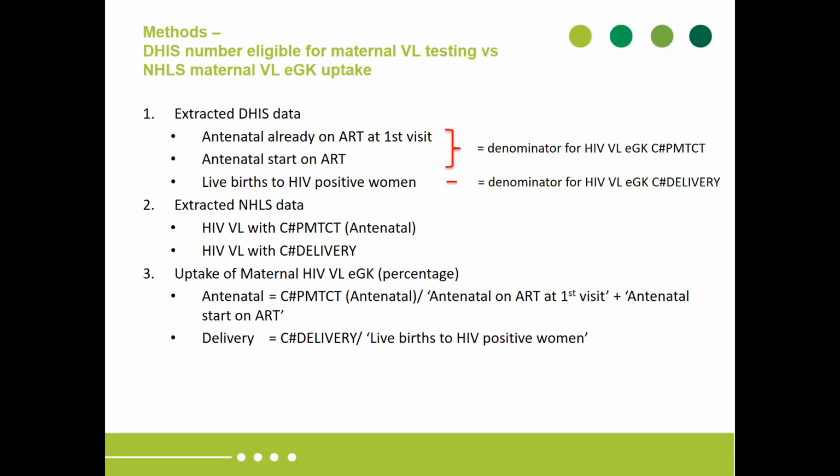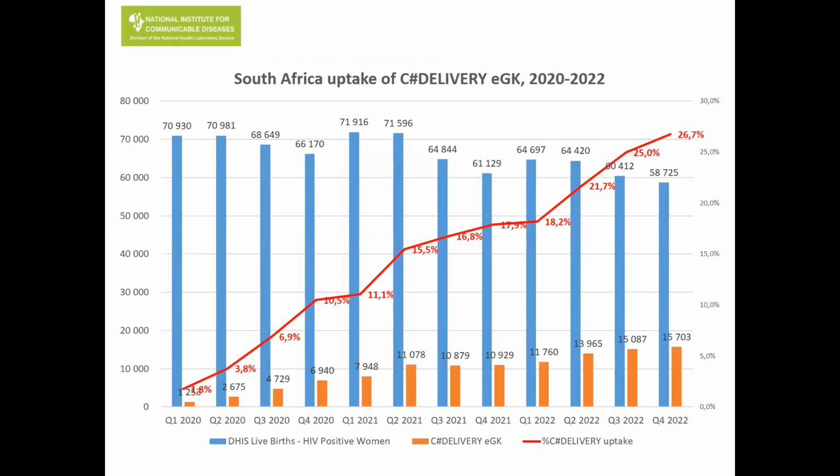In terms of antenatal, there are a few other indicators in DHIS, like the antenatal already on ART at first visit, and the antenatal start on ART, and if you just sum those, you can get a denominator for the volume of viral load testing that should be done during the antenatal period. Again, it's a proxy, it's not exact, but it's a pretty good proxy, we believe.